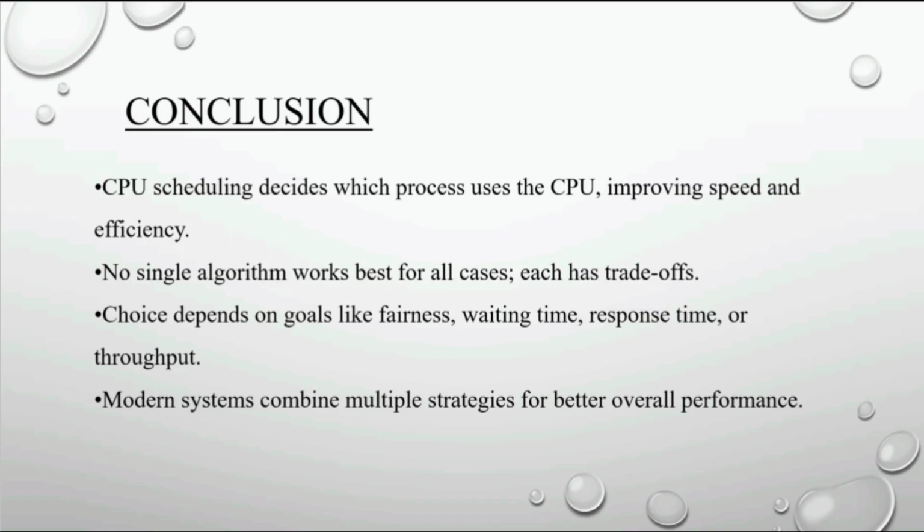Conclusion: CPU scheduling decides which process uses the CPU next. It improves speed and efficiency. No algorithm is perfect for all situations. Each method has strengths and weaknesses. Modern operating systems combine multiple algorithms to improve efficiency, fairness and response time.